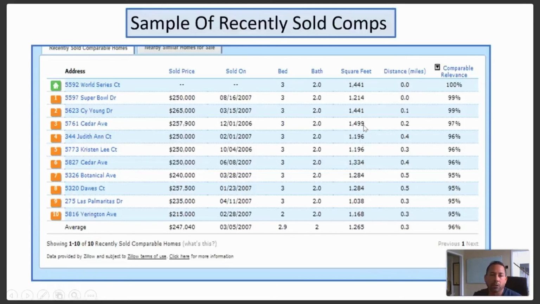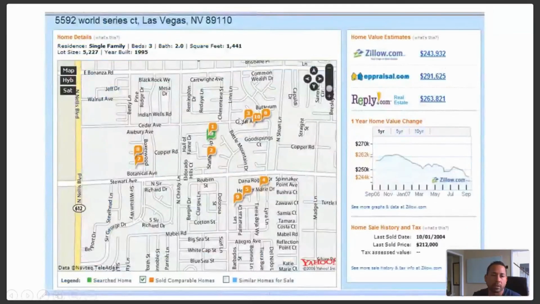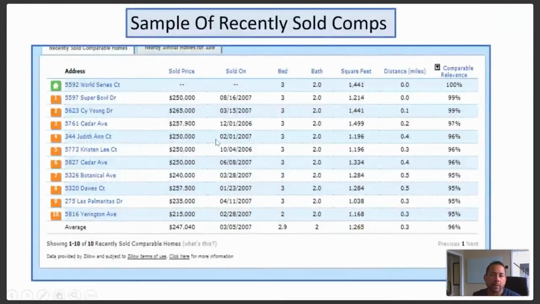Number 3 is 1,499. So would I pick number 2 or number 4 on this? Well, it just kind of depends, I guess. But let's look at number 3, excuse me. And then this guy is 1,300 square feet, number 6. How far are number 3 and number 6? They're not too far away. Number 3 is like 0.02 miles away, and this guy is 0.04.